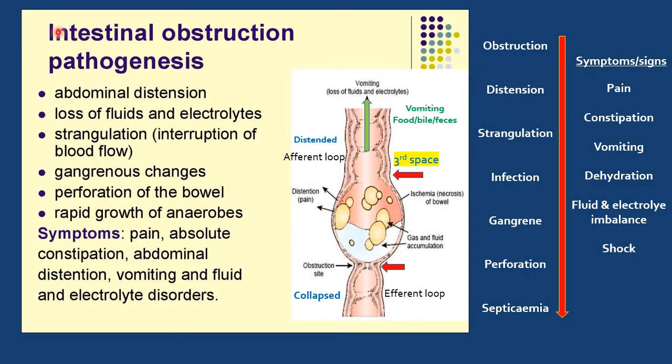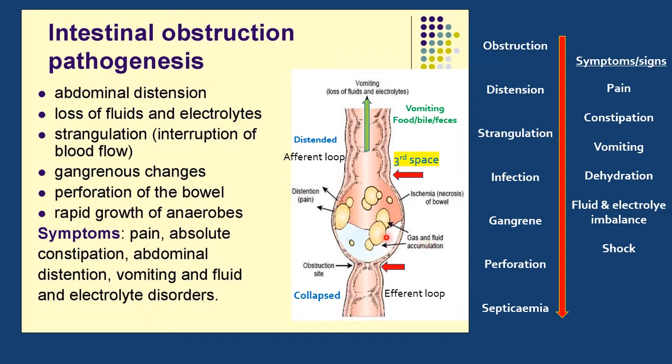Now let's look at the pathogenesis of intestinal obstruction. This is a picture showing you the intestine. There's a blockage here. So the distal loop, or the efferent loop, collapses. Therefore, no feces and no flatus is passed. The proximal loop, on the other hand, gets distended, and this distension causes abdominal pain.